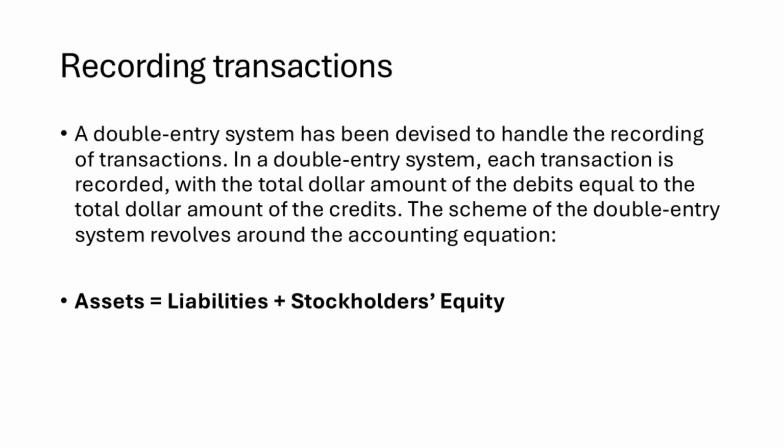The scheme of the double-entry system revolves around the accounting equation. Assets equals liabilities plus stockholders' equity. With the double-entry system, debit merely means the left side of an account, while credit means the right side. Each transaction recorded must have an equal number of dollars on the left side as it does on the right side. Several accounts could be involved in a single transaction, but the debits and credits must still be equal.